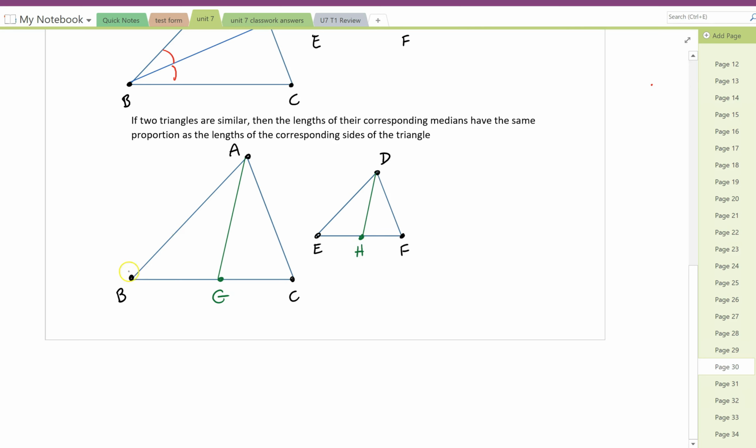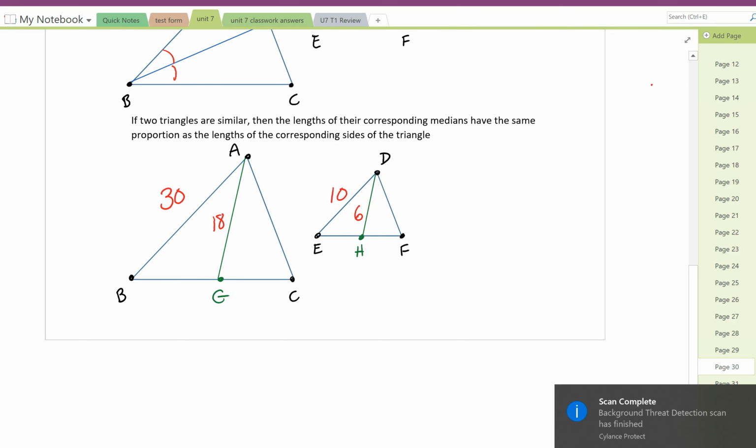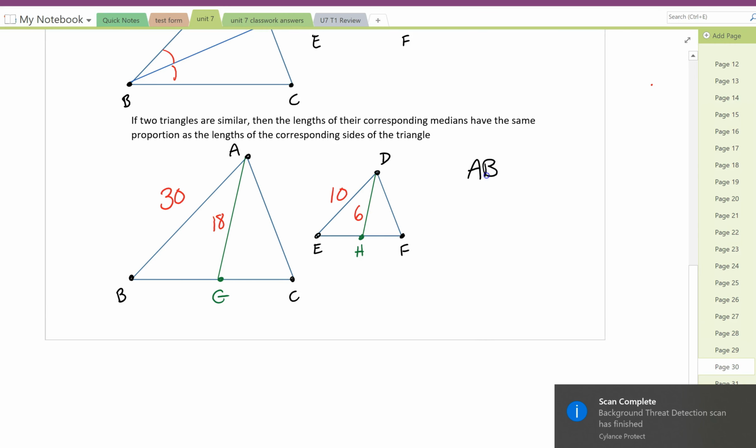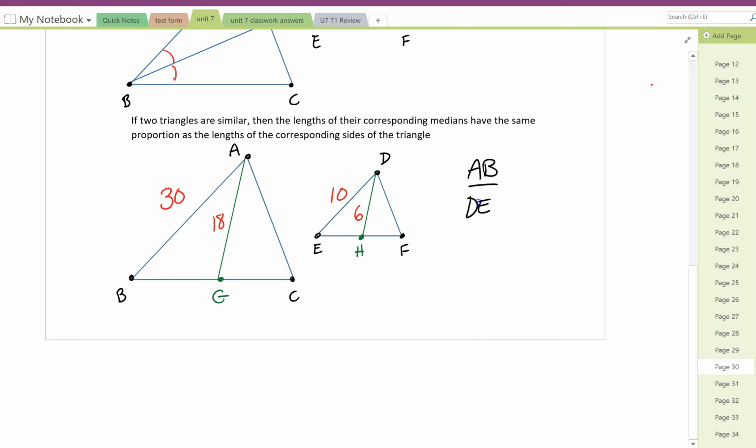If AB is 30 and DE is 10, what's the ratio between those two? It would be 30 divided by 10, which is 3. What that would mean is that if AG is 18, DH would be 6. Right? I'm just using numbers as an example. Basically, if I want to just write it out, I would say that the ratio between AB and DE, corresponding sides, is the same as the ratio between the two medians that I've drawn.